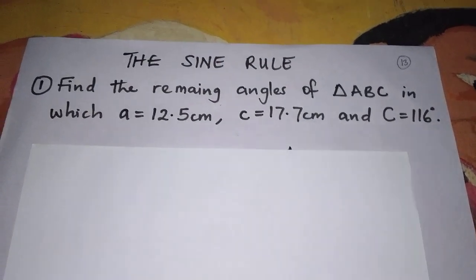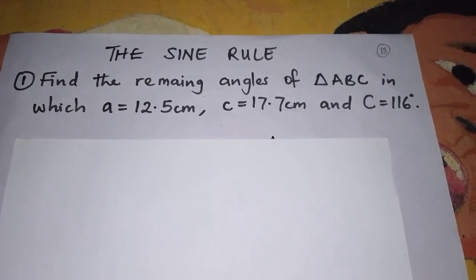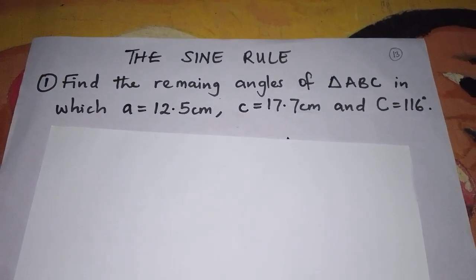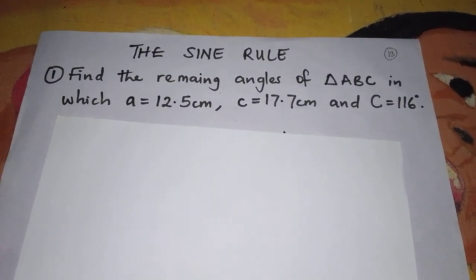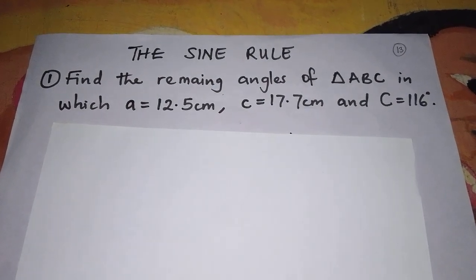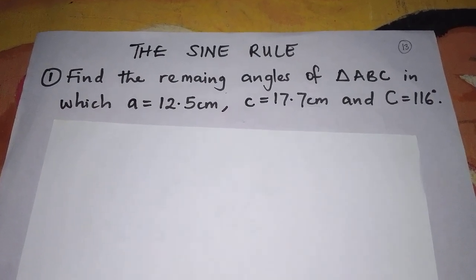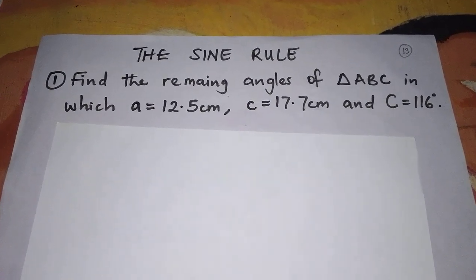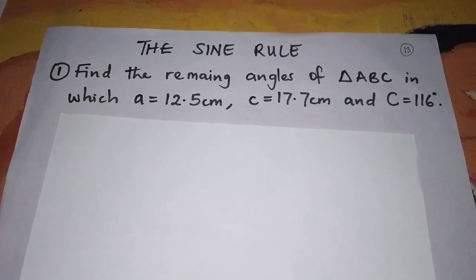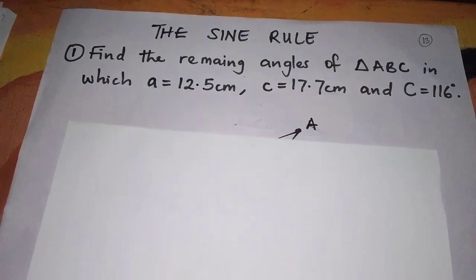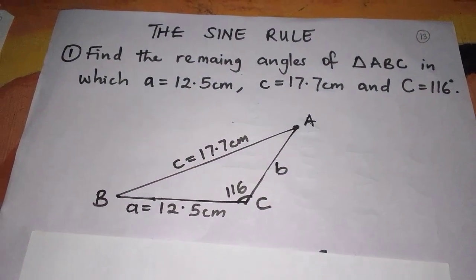Let's consider this question. Find the remaining angles of a triangle in which side a is 12.5 cm, side c is 17.7 cm, and angle C is 116 degrees. So first of all, we will need to draw the triangle.